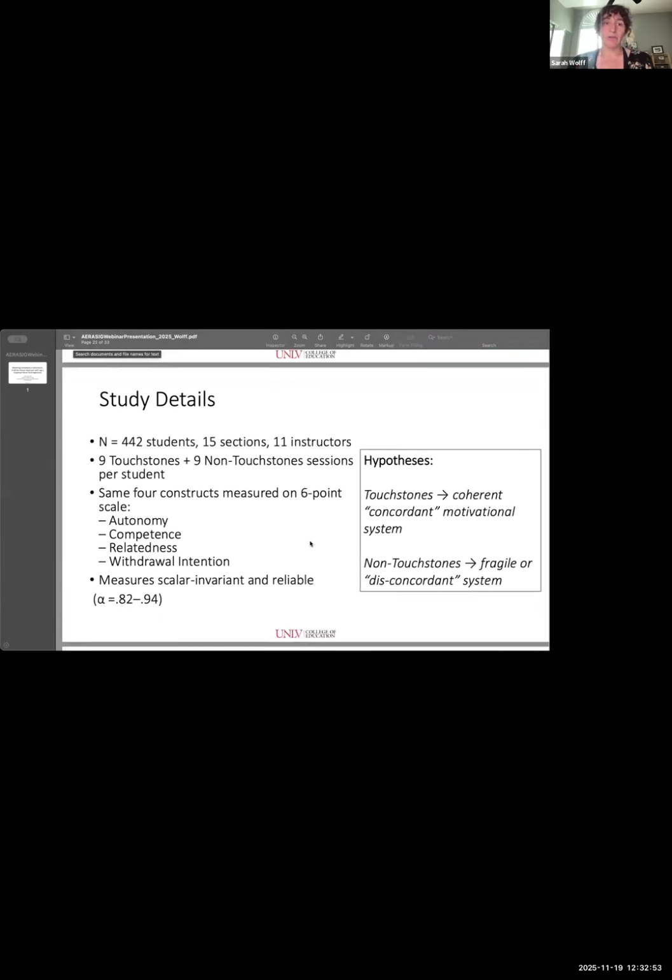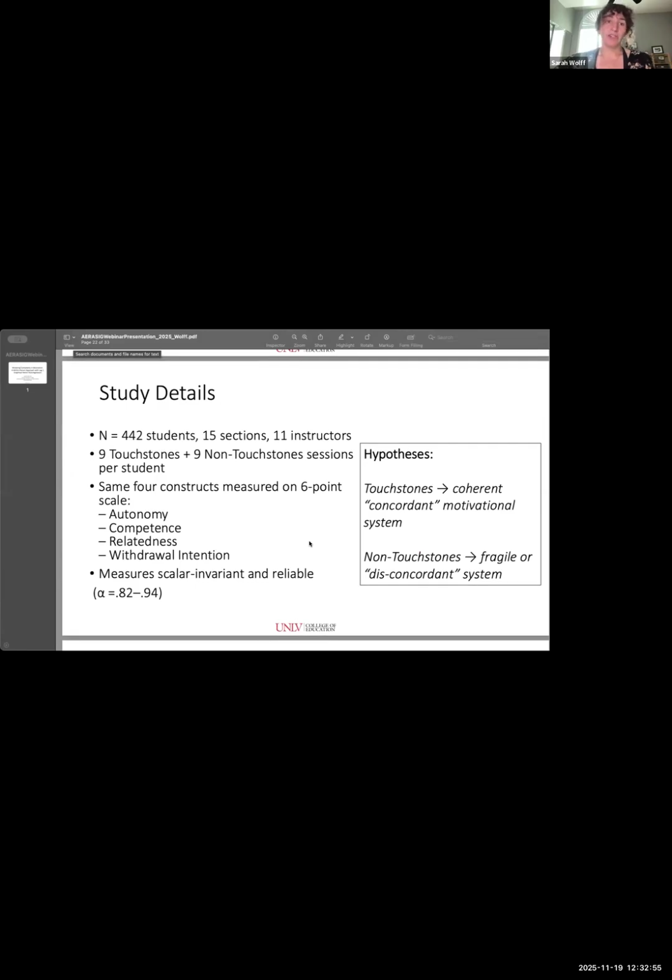We had about 442 students. We had a bunch of sections, a bunch of instructors. Again, there were 9 classes where they were doing the Touchstones classes, and then 9 when they weren't. Our hypothesis, again, was that we were going to see more concordant, more connected motivation in those Touchstones classes, and that we were maybe going to see either negative things or just more fragile systems in the non-Touchstones classes.